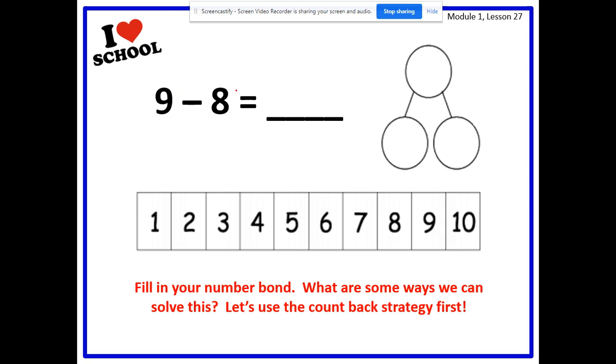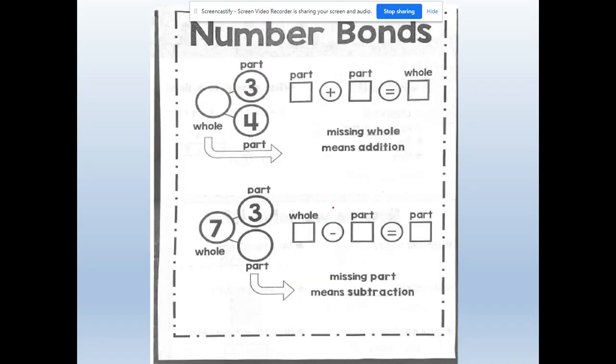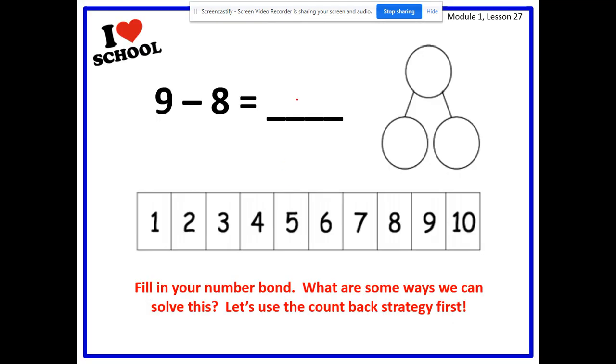So if you see your chart and you have 9 minus 8, that means that 9, if you look it down here, is our whole or our total. So in our number bond, we will write 9 up here, and 8 would be our part. What are some ways that we can solve this? Oh, I didn't finish writing my 8. There you go. So what are some ways we can solve this?